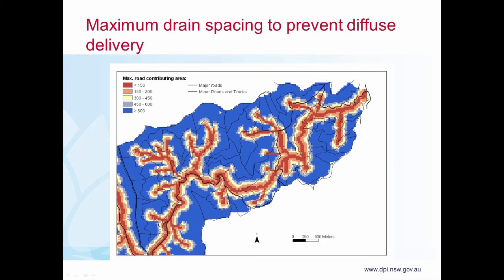So in this case, the blue areas show you where it's probably better to locate roads, which unsurprisingly are along the ridge tops. And as I mentioned, the closer you get to streams, you can see the stream network here in the redder colour. Obviously, you're going to need your drains a lot closer together because there's a high potential for that delivery, diffuse delivery of sediment and water via overland flow.